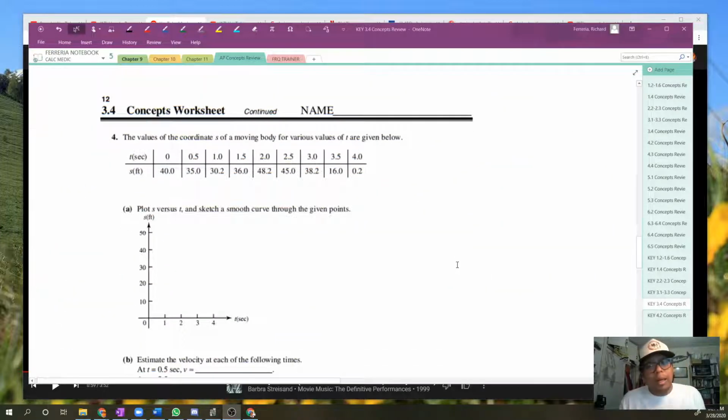Okay, so this is the next part where we're looking at this function in terms of the data generated by a function rather than the function or the function's graph. The values of the coordinate s of a moving body at various values of t are given below. So this is a very typical thing to do on an AP calculus exam, just give you a bunch of coordinates rather than giving you a function. So the first thing to do is to plot s versus t and to sketch a smooth curve. So let's get started on that.